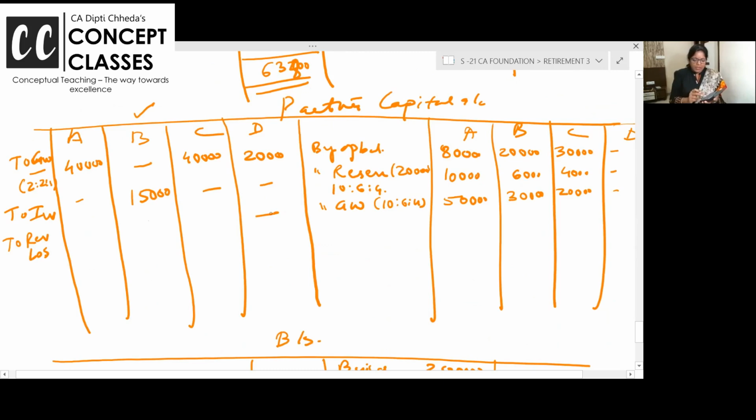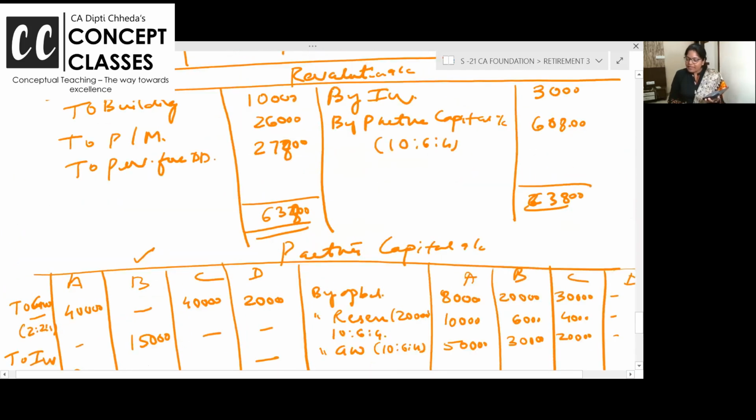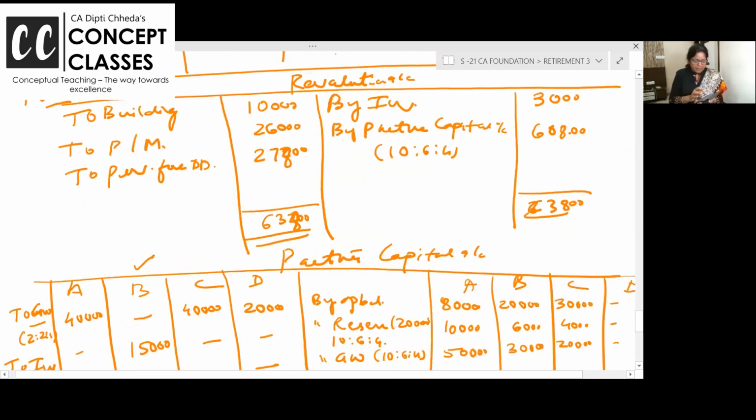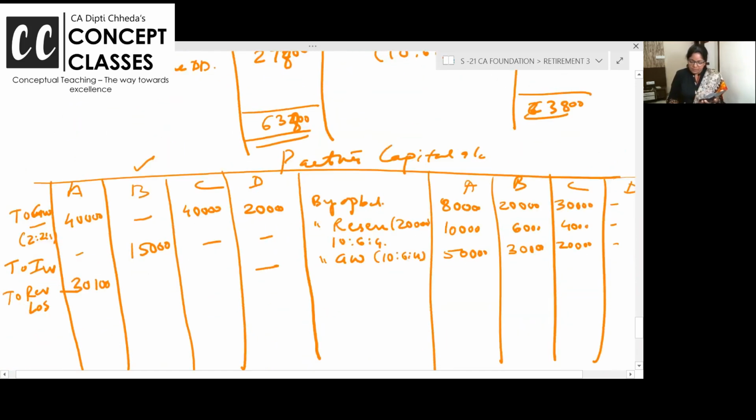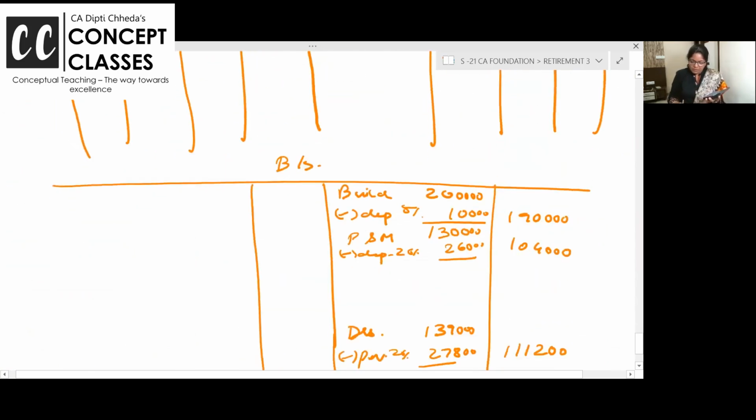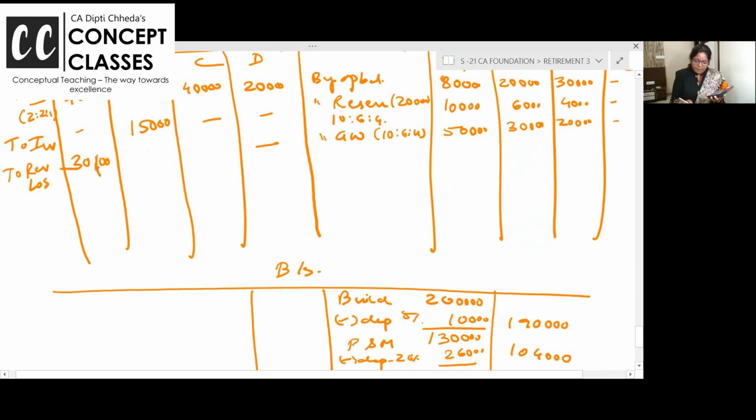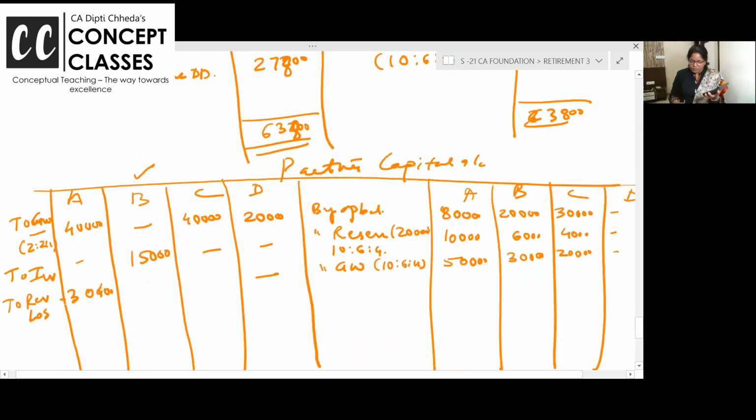D को छोड़ के सबको दे दो. Revaluation loss is 60,800 into 10 divide by 20, 30,400. फिर से लिखो, अच्छे से लिखो. 30,400. Now next.